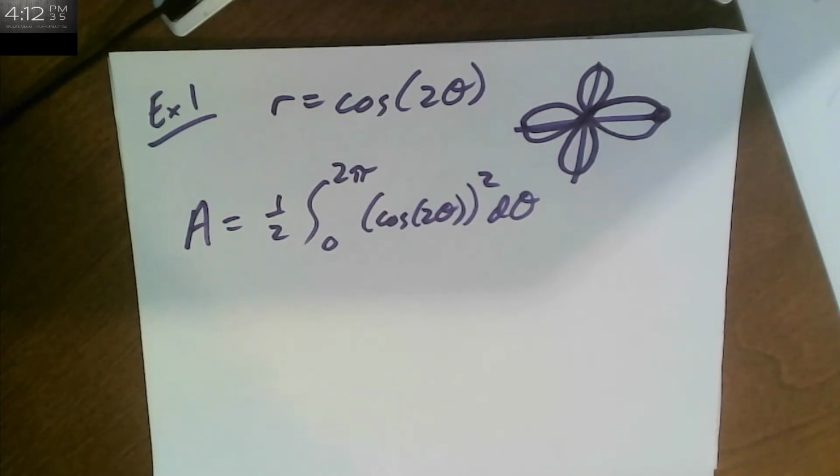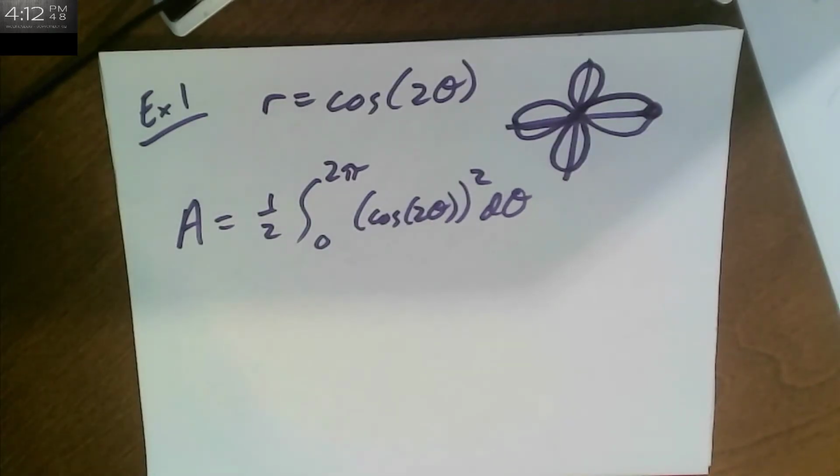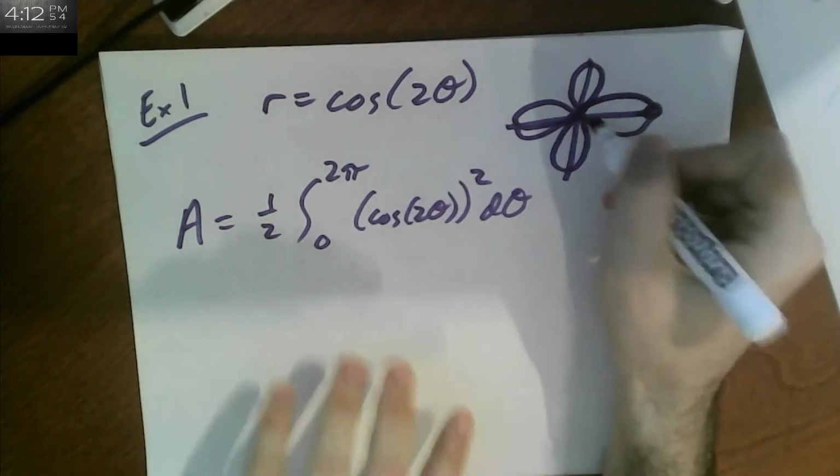And that's fine. We can do this. But look at the shape for a sec. Looks to me like there are 4 petals that are all the same. So how about instead of doing the entire thing from 0 to 2 pi, we just do one of the petals and then multiply by 4, right? That seems easier.